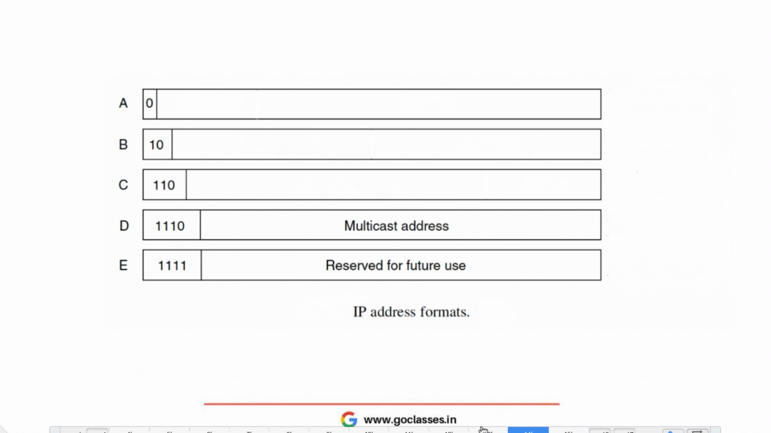In fact, this whole classful addressing is now obsolete. Obsolete means nobody is using it now, and there is something called classless addressing, which we will talk about in the next lectures. But it is better to know about classful addressing before classless addressing, because it will give you the intuition of how things are working.